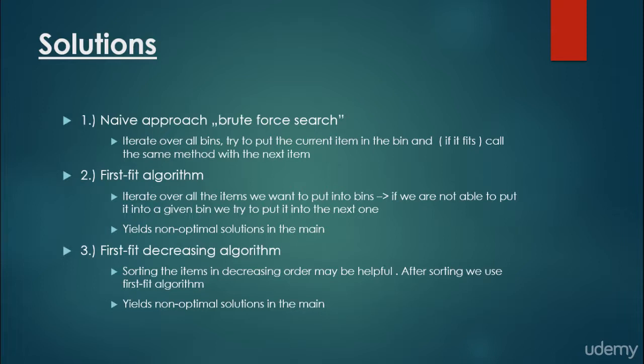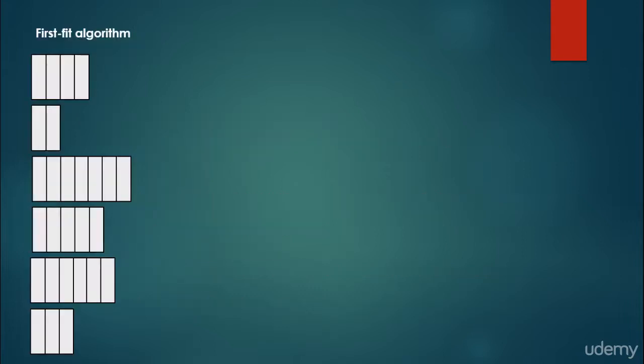The first fit decreasing algorithm is a bit better. Sorting the items in decreasing order at the beginning may be helpful. And after the sorting procedure, we use the first fit algorithm. And it yields non-optimal solutions in the main, but sometimes it works fine. Why is it good? It is non-optimal, but we are going to write an algorithm that's going to be faster than the brute force search.